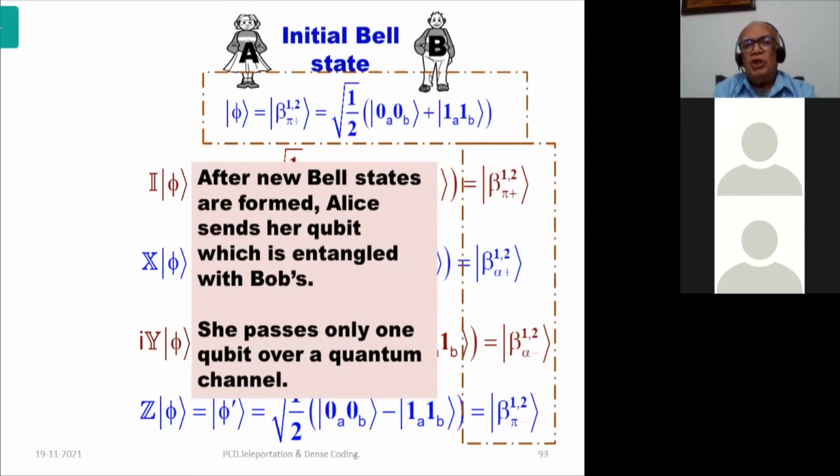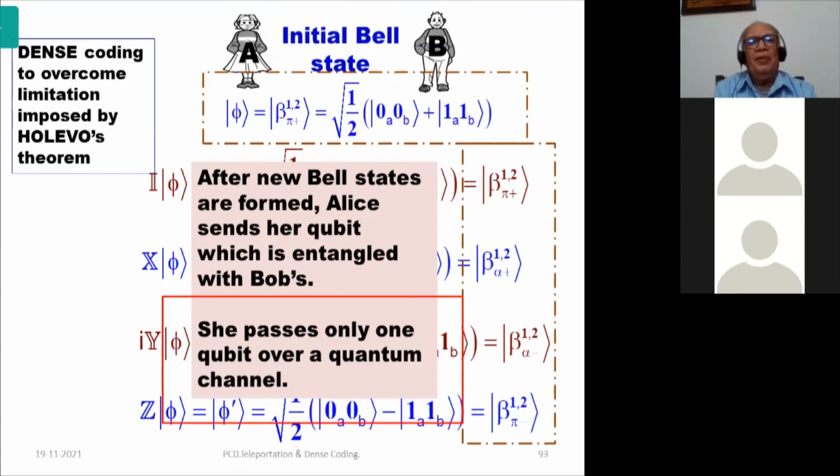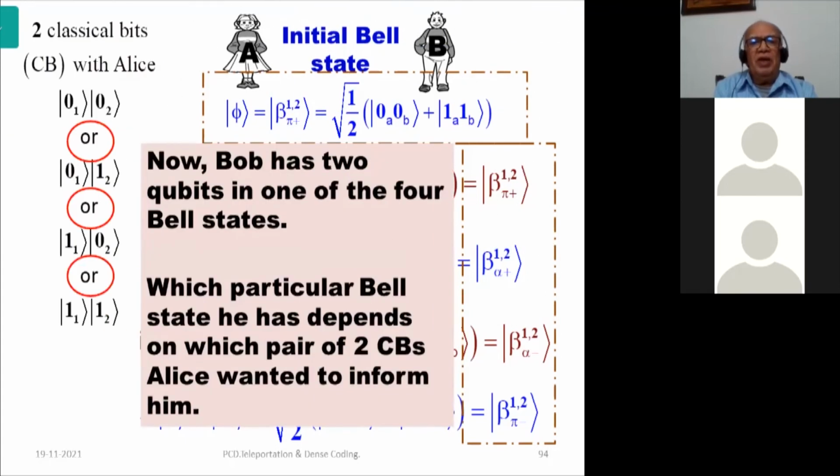And what we are trying to achieve is to pass this single qubit to Bob, but convey to him information about 2 classical bits which Alice has. So this is something that we are trying to achieve, which is why this is called dense or super dense coding, which is going beyond the Holevo limit.